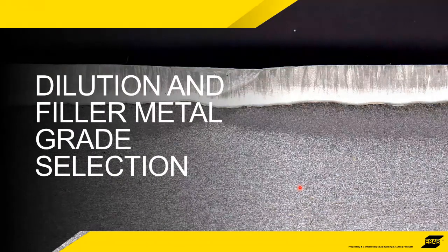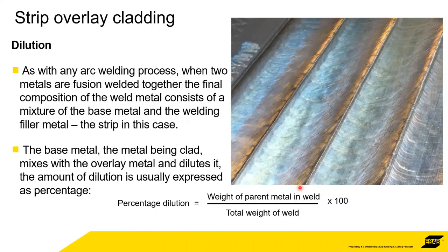Dilution. Again, we talked about dilution last time, but it obviously has an effect on the productivity, the amount that you're able to achieve, and the way that you weld. As with any arc welding process, when the fusion welded together, there is a mixture. You mix the base metal with the filler metal, or in this case, we're talking about strip as an overlay. However, there's still a mixture when it's welded together. This is what we call dilution, and it's obviously an equation of the weight of the parent metal compared to the total weight of the weld. That's the amount of dilution.